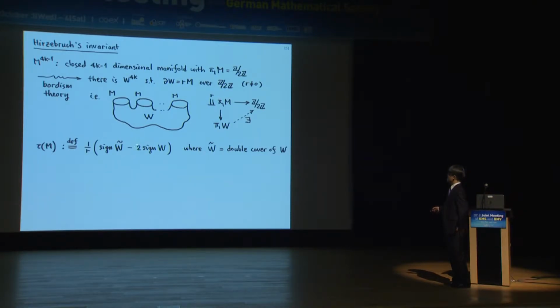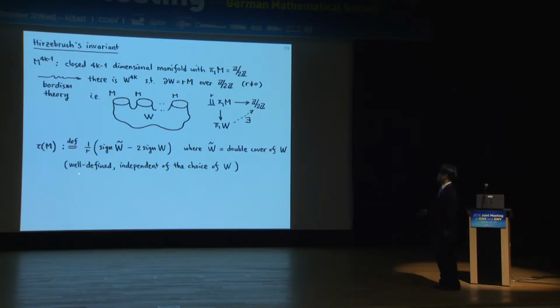We have 2 here because this is a double cover, so it's making this term and this term fair. And then we divide it by the number of multiple copies used here. This is his invariant. Interestingly, this is well defined, independent of the choice of this 4k-manifold. So this is an invariant of M. He used this to understand the involution, namely free actions, fixed point free actions of G2 on manifolds.